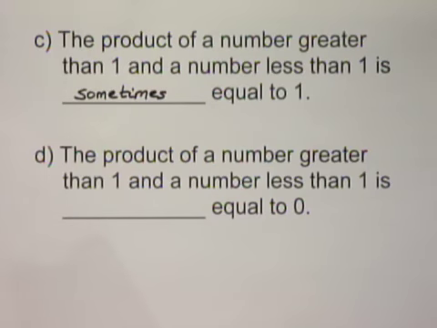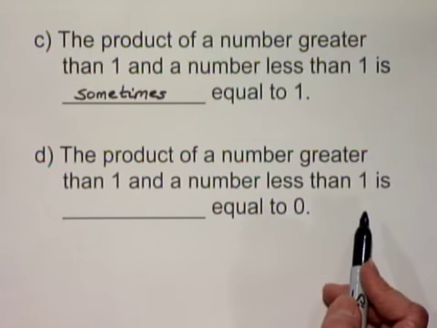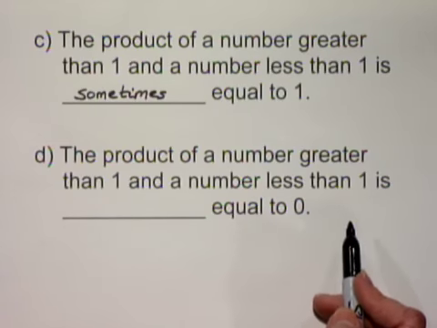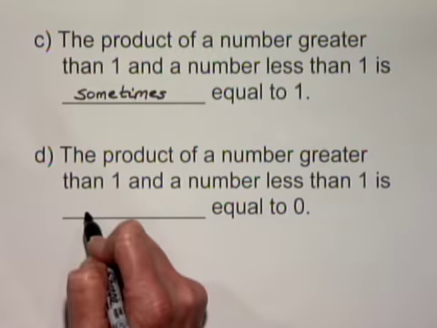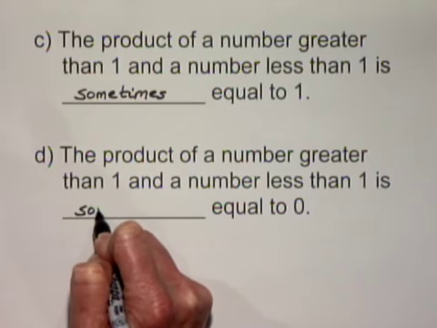And finally, we have the statement, the product of a number greater than 1 and a number less than 1 is sometimes, always, or never equal to 0. Well, we know that it isn't always equal to 0. There are a lot of numbers greater than 1 and less than 1 that we can multiply together and we don't get 0. But if we multiply a number greater than 1 by 0, which is a number less than 1, we get 0. So sometimes we get 0. So we get it sometimes but not always, so we're going to write sometimes in this blank also.